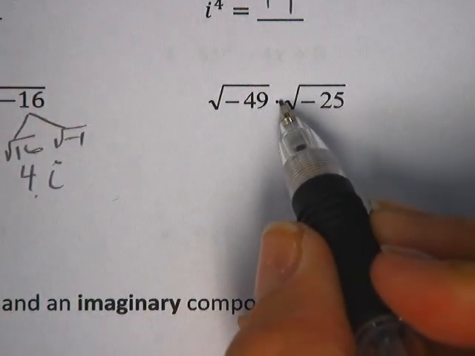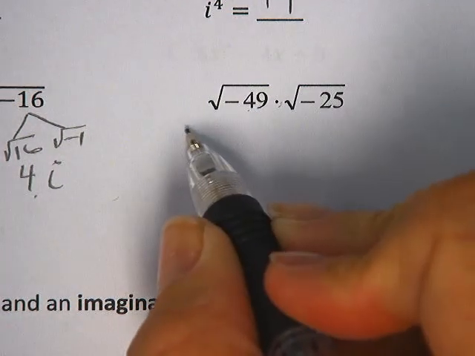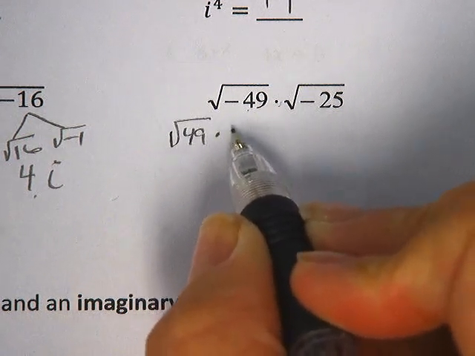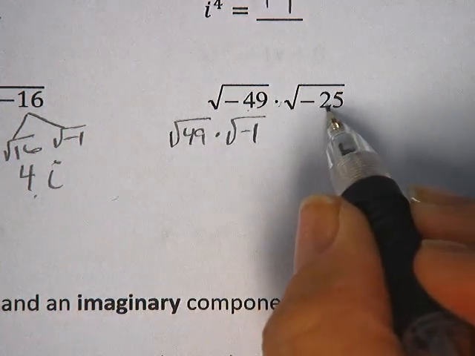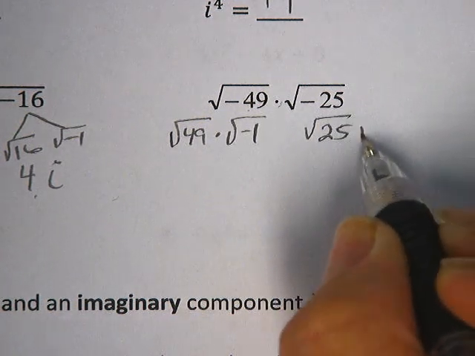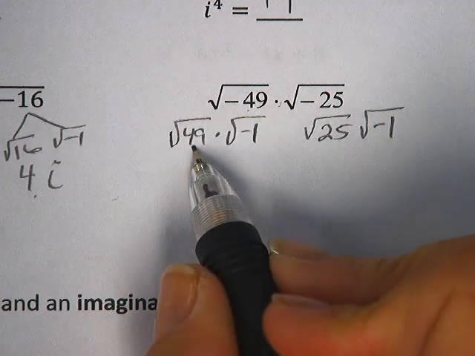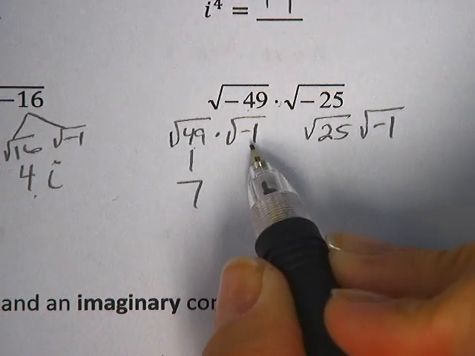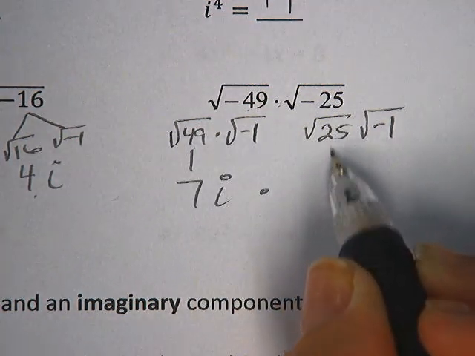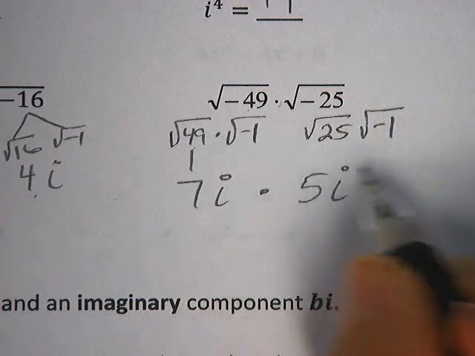Okay, here we need to multiply. So again, find our factors. So the square root of -49 is the square root of 49 multiplied by the square root of -1. The square root of -25 is the square root of positive 25 multiplied by the square root of -1. Square root of 49 is 7. Square root of -1 is i. So we have 7i multiplied by square root of 25 is 5, and square root of -1 is i.